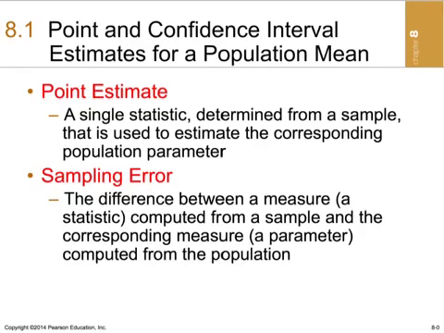Point estimate, a single statistic determined from a sample that is used to estimate the corresponding population parameter. Okay, so x bar and mu, or p bar and pi. The sampling error is the distance or the difference between the sample statistic and the population parameter. And typically that sampling error will not be zero. So there will be some difference between those two values.